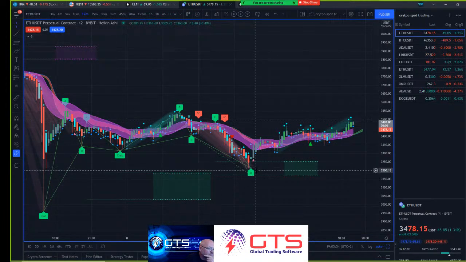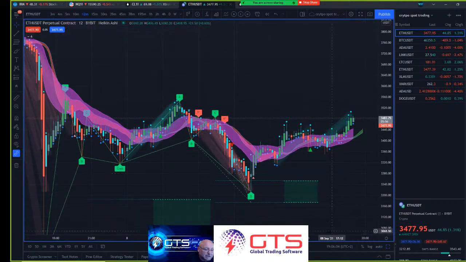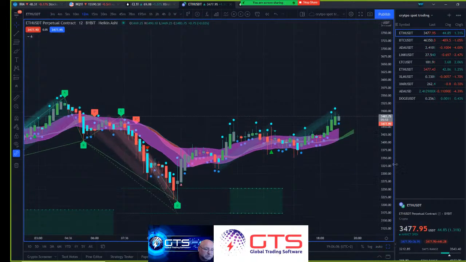Great crab pattern completing the automated completion zone there. Getting through the EMA cloud at 3382. We're at 100 bucks on that already, and the cloud has turned green.